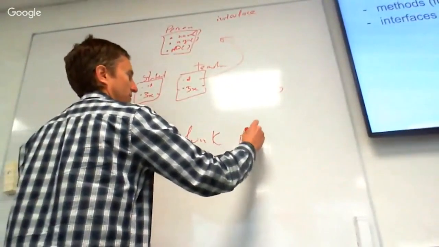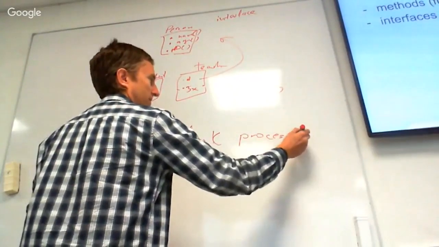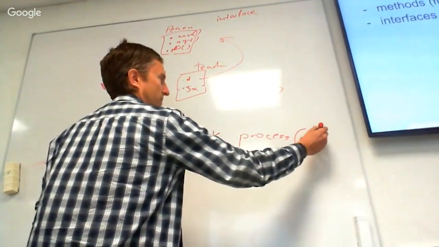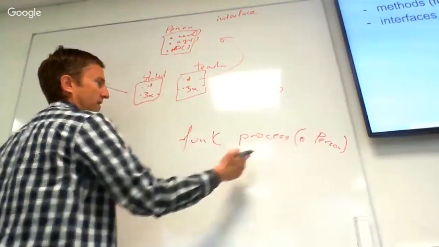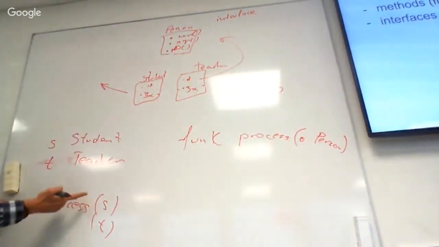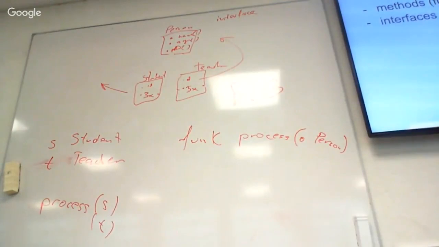And now I want to have some sort of a processor. Let's say, process, and I want to be able to pass S and T. And to have a method called process, I would have to define it as func process. And the object it takes is of type person, right? So now any person can be passed here, and it will provide me those three things. And then I can pass a student or a teacher to it. Does it make sense? Yeah? It's completely implicit. Yes, it's completely implicit.